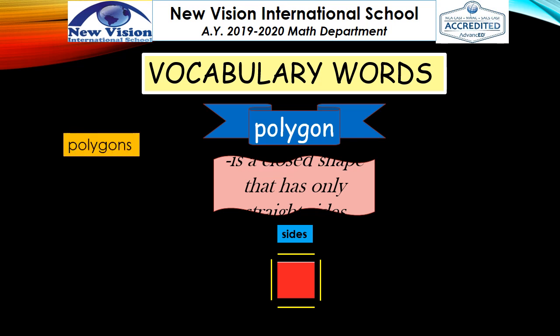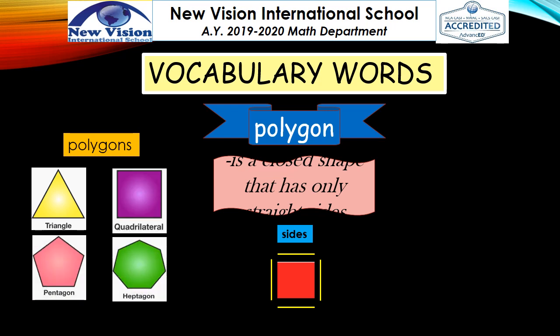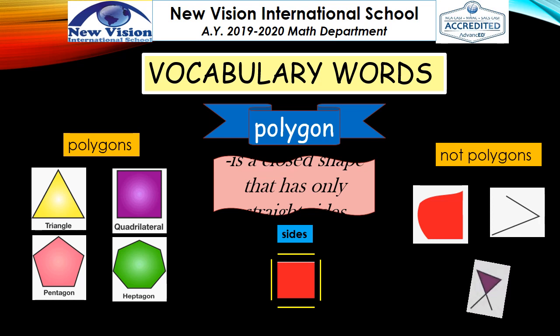These are examples of polygons. We have the triangle, quadrilateral, pentagon, and heptagon. And these are not polygons. This shape is not a polygon because it doesn't have straight sides. It only has one straight side and the rest of the sides are not straight. And this has straight sides, but it's not a closed shape, it's an open shape. And this is also an open shape. So these are examples of not polygons.